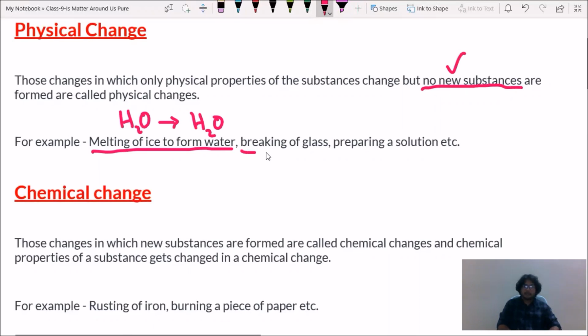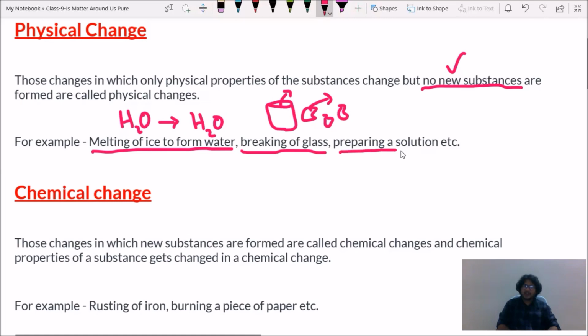Next, breaking of glass. You take one glass beaker, try to throw it down. You can find some pieces of glass. This is of course glass, these are also glass pieces, and no new substances are formed. When glass is broken, we cannot get any gold from that. So that is physical change.